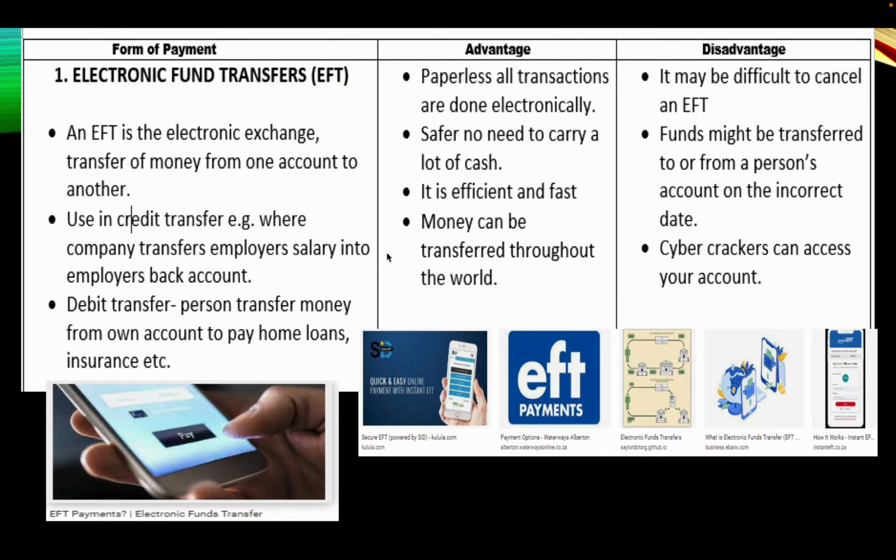Okay, the first one that we talked about, the form of payment, is an electronic fund transfer, which we call EFT. So an EFT is an electronic exchange. It's an electronic exchange which has to do with electronic transfer of money from one account to another. EFT has to do with transfer of money from my account to another account, of someone who sends it to me, which is electronic fund transfer.